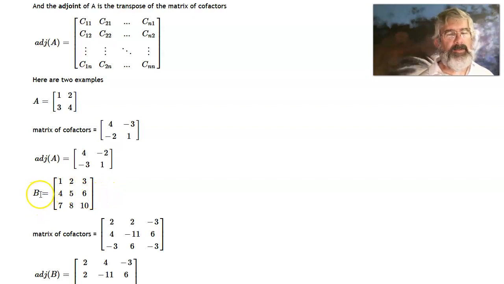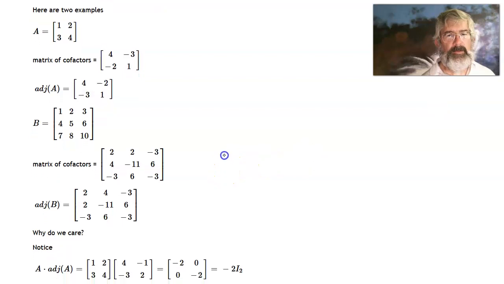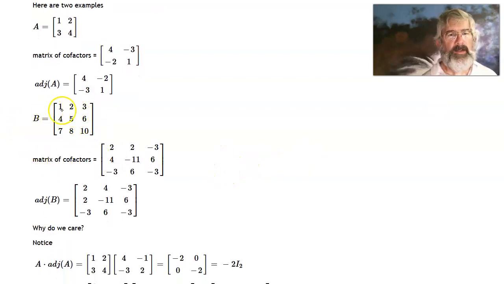Here's another example. Let's take this 3 by 3 matrix and find its adjoint. Okay, so here we go. First, the matrix of cofactors. In the first row, first column, I need 50 minus 48. That's a 2. In this position, I need 40 minus 42, which is negative 2, but then I can multiply that by negative 1, so that's a 2. In this position, I've got 32 minus 35, which is negative 3, multiplied by plus 1.